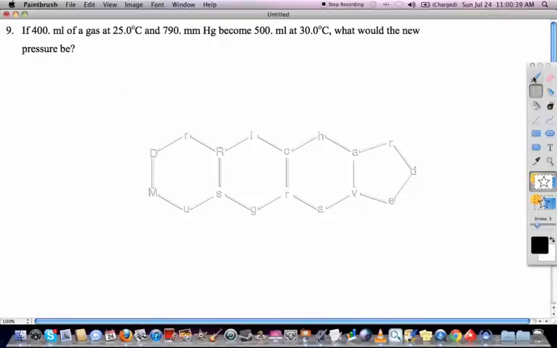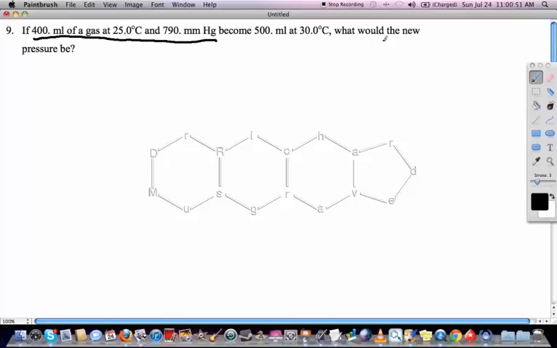I'd like to show you another example of a combined gas law problem. And we know this is a combined gas law problem because we've got the gas under two sets of conditions. 400 mL of gas at 25.0 degrees, 790 millimeters of mercury. And we've got 500 mL, 30 degrees, and a new pressure. So we can see two distinct sets of conditions here.